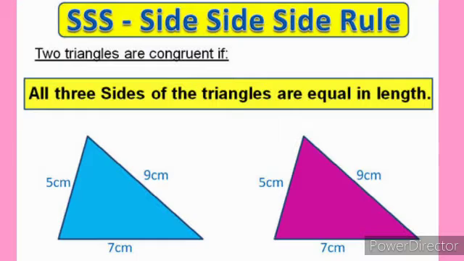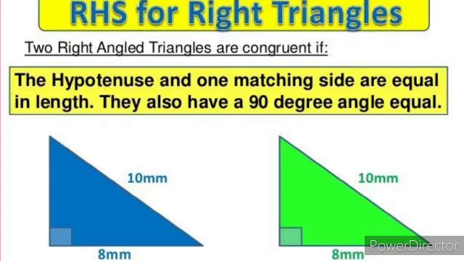Okay children, now we are going to see the RHS congruent rule. RHS means R stands for right angle, H stands for hypotenuse, and S stands for side. Here in these two triangles you can observe 90 degree, 90 degree, and base 8 millimeter, 8 millimeter, and hypotenuse 10 millimeter, 10 millimeter.